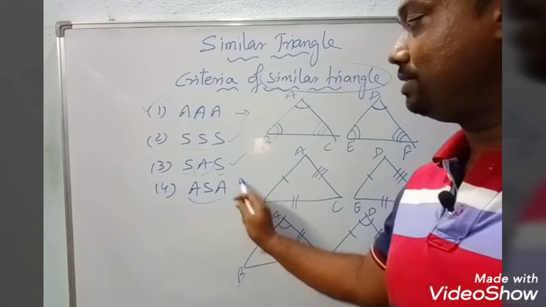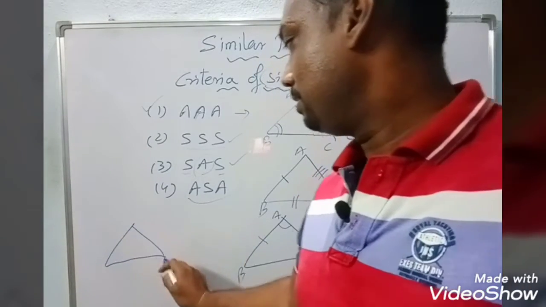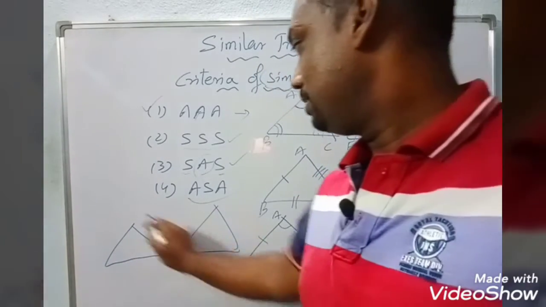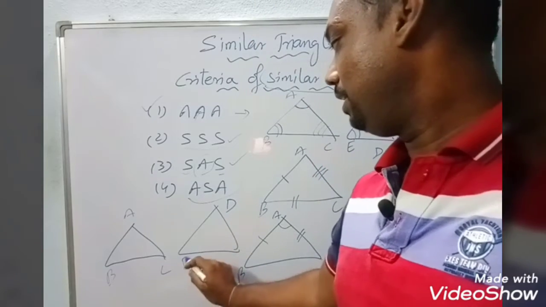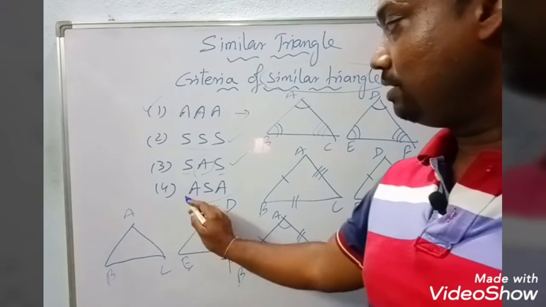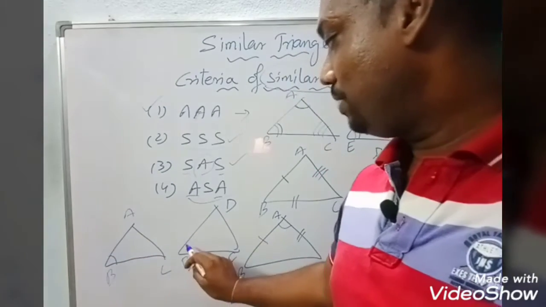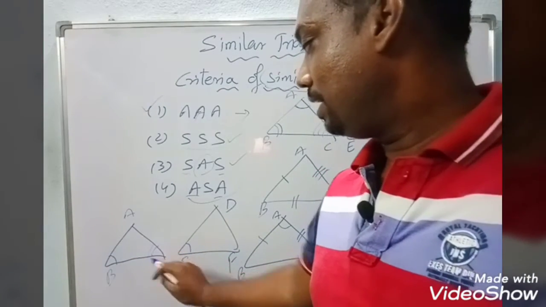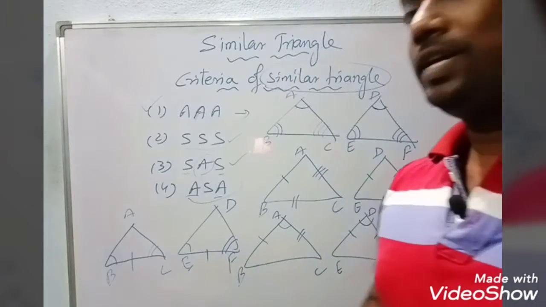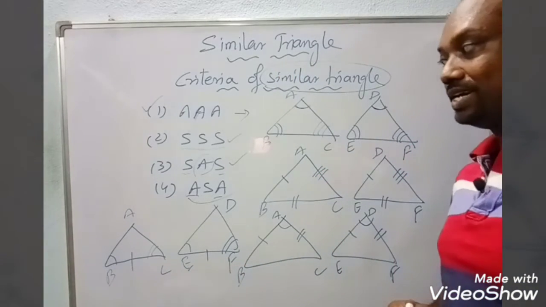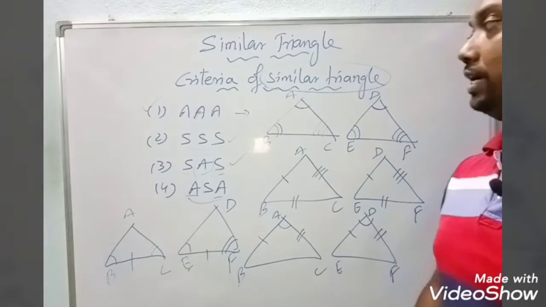Now what is ASA? If I take two triangles, naming them ABC and DEF, here we are taking two angles. Two angles means angle B is equal to angle E and angle C is equal to angle F, and their included sides are equal to each other. If these conditions are satisfied, we can say the two triangles are similar to each other.